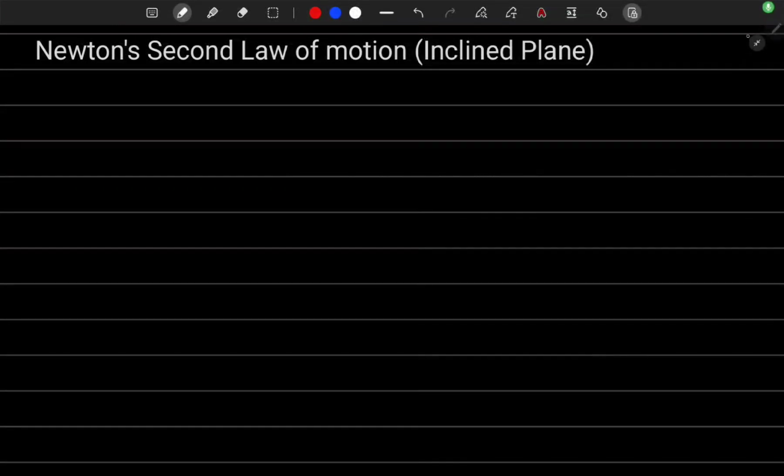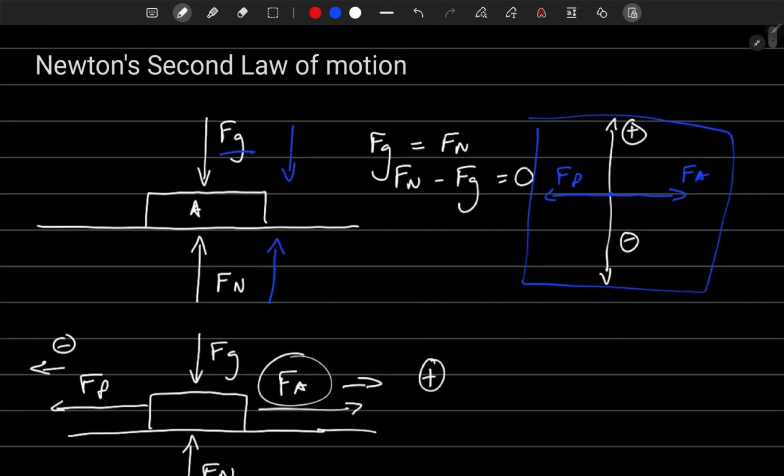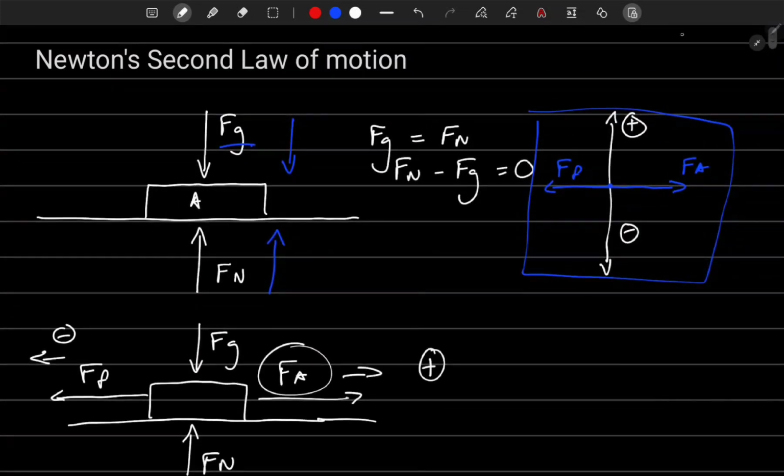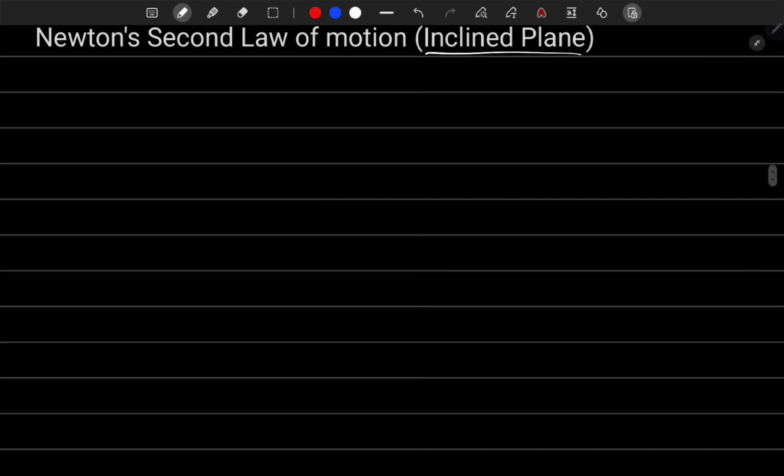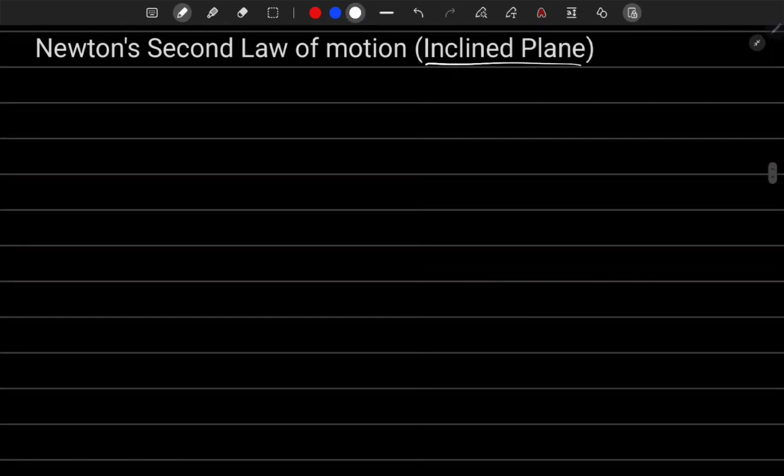In this video, we're going to be talking about Newton's second law of motion, and we're going to be focusing on inclined plane problems. Now, there's a video that I made earlier, I still have the notes, which was about problems on a straight line. But this time, I want to focus on problems on an inclined plane, right? So the surface is at an angle.